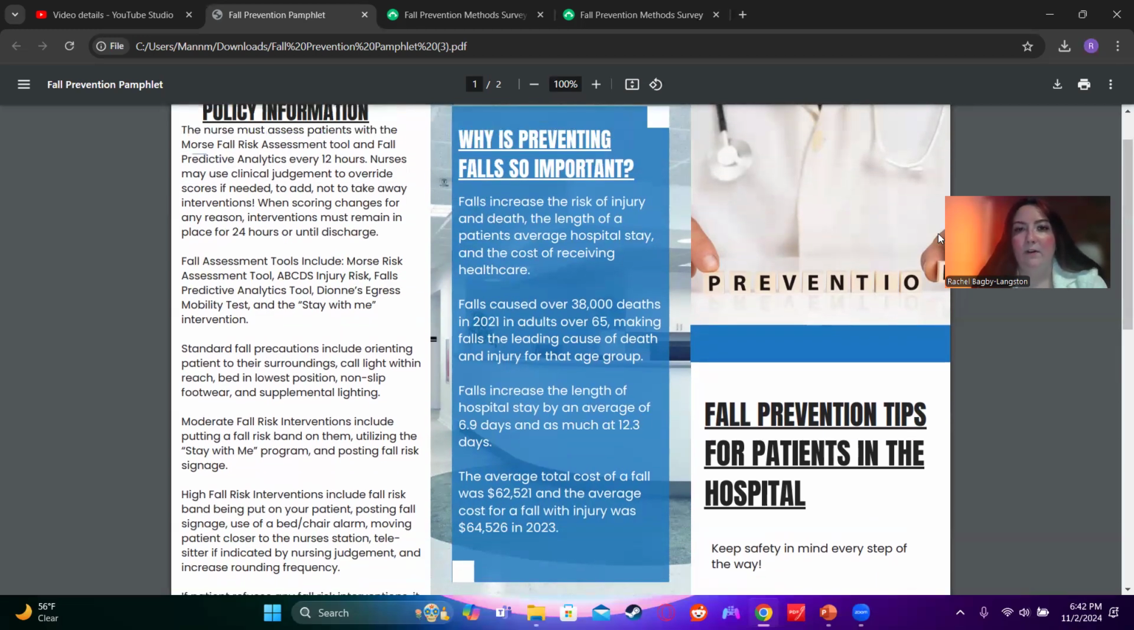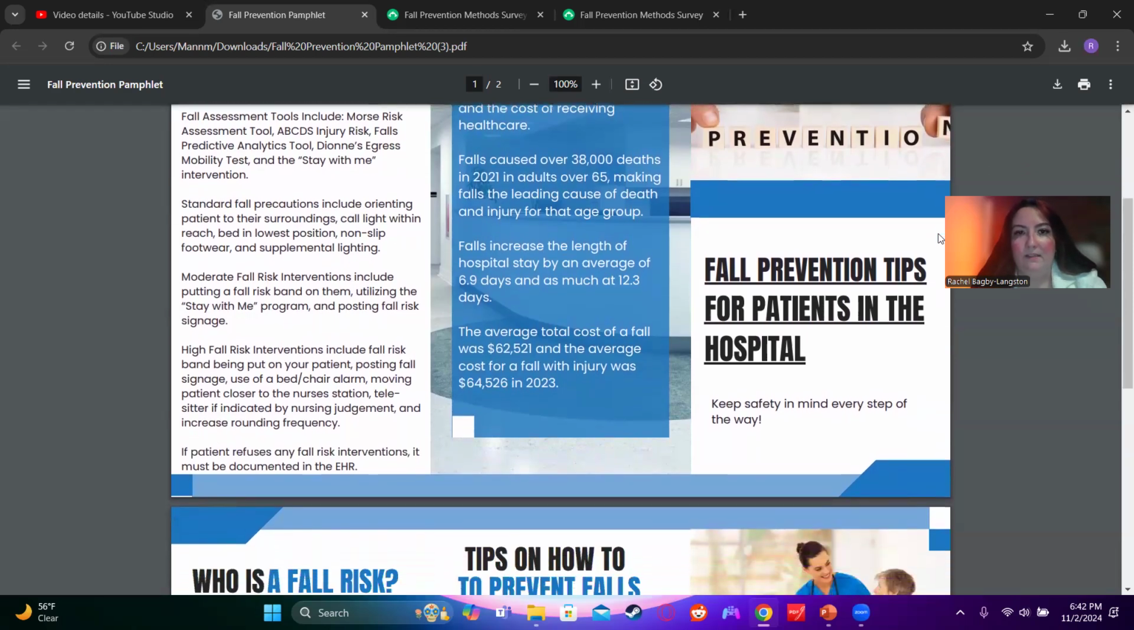So why is preventing falls so important? That's going to be on the last part. I really wanted to hit home on why it's so important to make sure your patients are not falling. And that's because falls increase the risk of injury and death, the length of the patient's average hospital stay, and the cost of receiving care. They caused over 38,000 deaths in 2021 in adults over the age of 65. And that ended up being the leading cause of death and injury for that age group in the hospital setting.